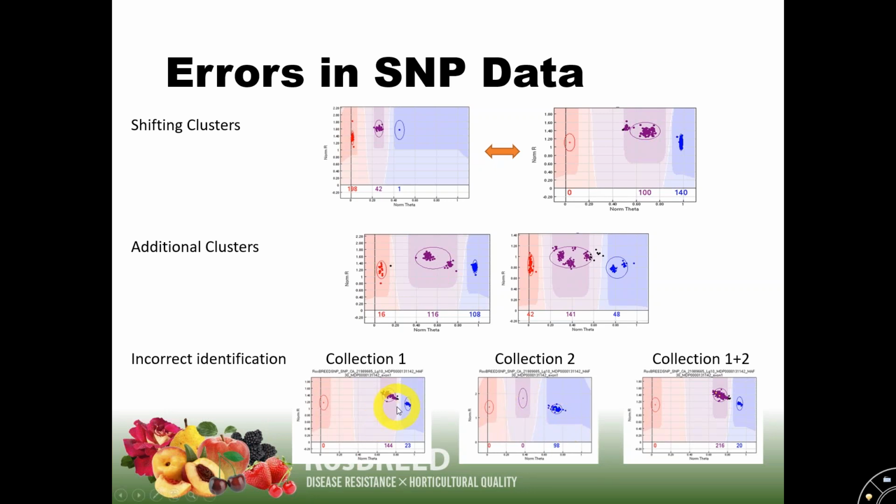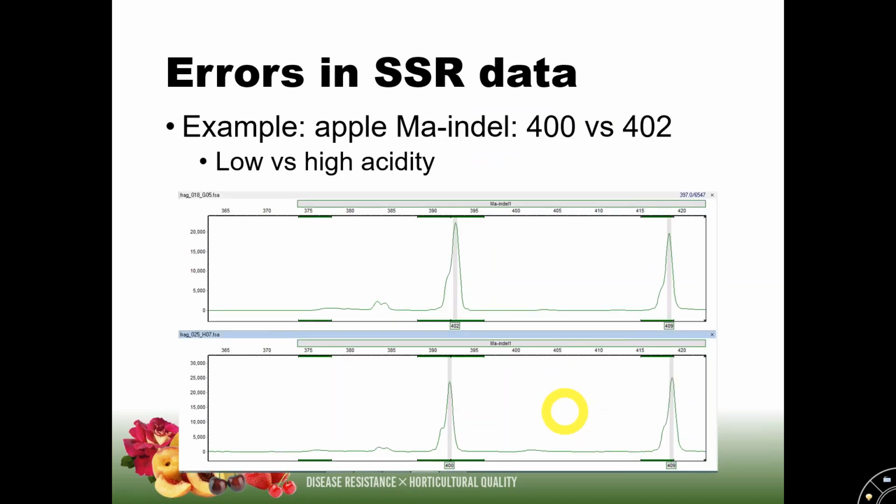Now, if we combine all that data for the 2 collections into one run in GenomeStudio, then we see that all these individuals are actually grouped together in the AB cluster. So they were not BB, they were AB, and so there are several issues with genotyping in GenomeStudio.